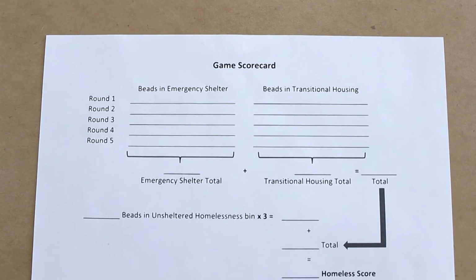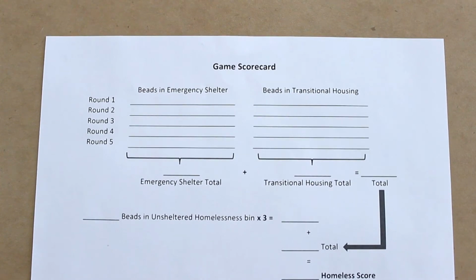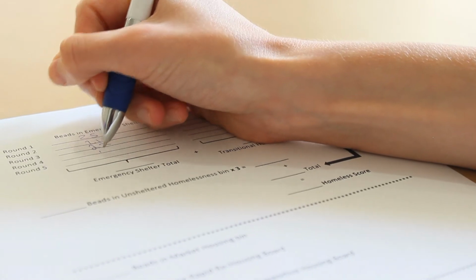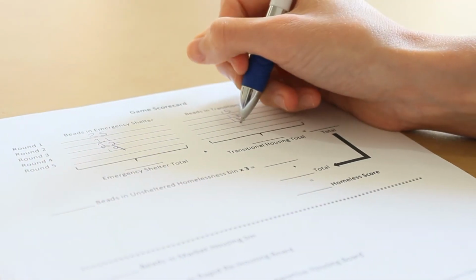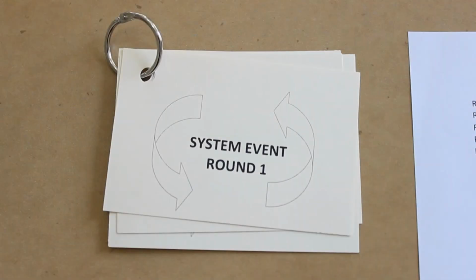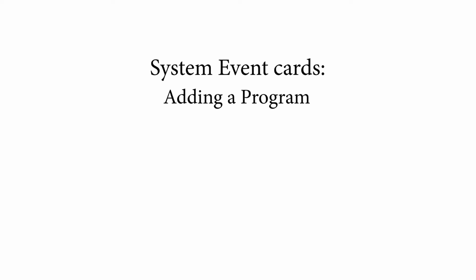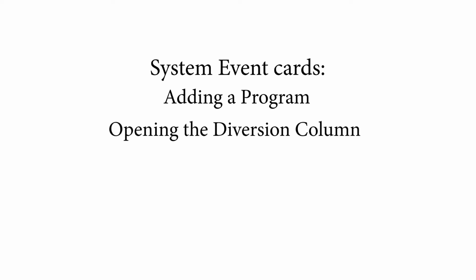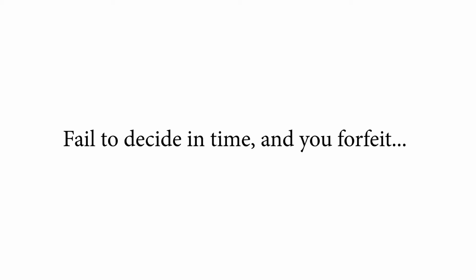After each player has taken their turn, the round ends with the scorekeeper recording the number of beads remaining in emergency shelter and transitional housing. The number of beads in the unsheltered and market housing bins is counted only at the very end of the game. Now we will explain what options the system event cards give your table. There are 3 kinds of system events: adding a program, opening the diversion column, and converting a program. When the system event card gives your table these options, you will have a limited amount of time to decide. If your table fails to decide on a change during this time, by consensus, you forfeit the opportunity.